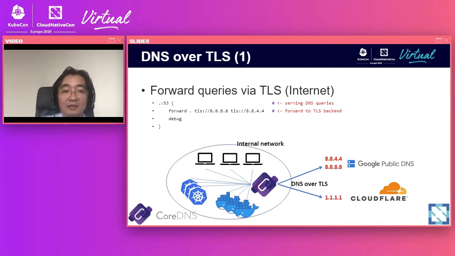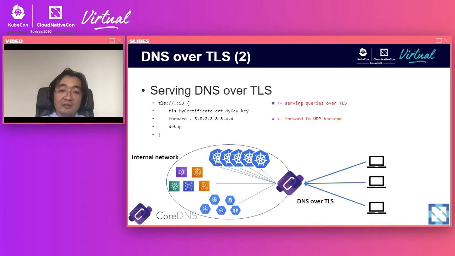From the Corefile above, you can see you add the TLS colon slash slash, and all the traffic will be connected. All the DNS queries will be forwarded to Google Public DNS in a secure way, and you have nothing to worry about. Of course, this is just one scenario.